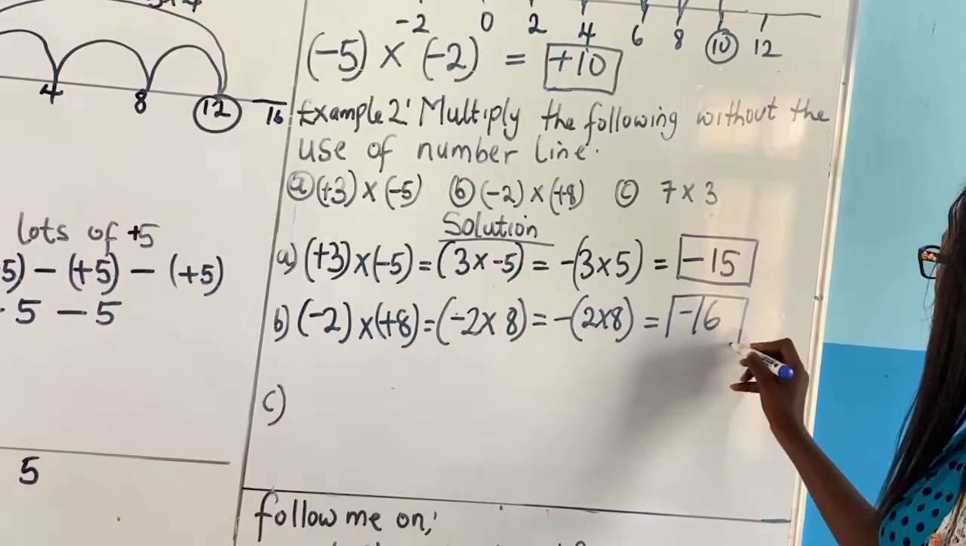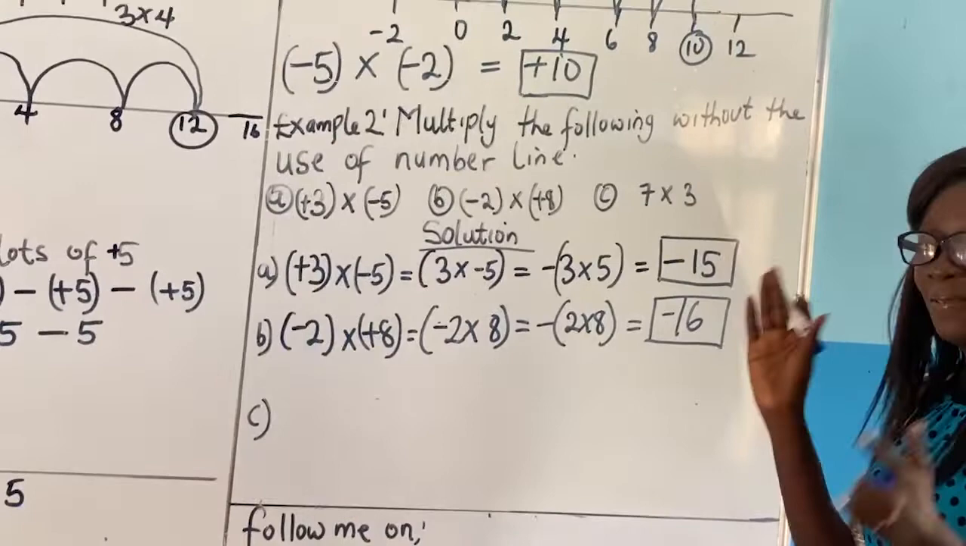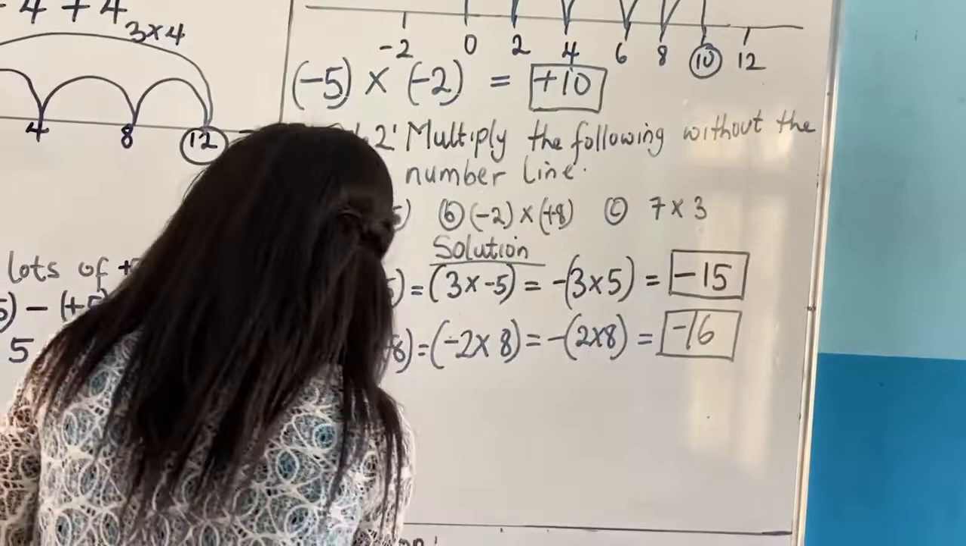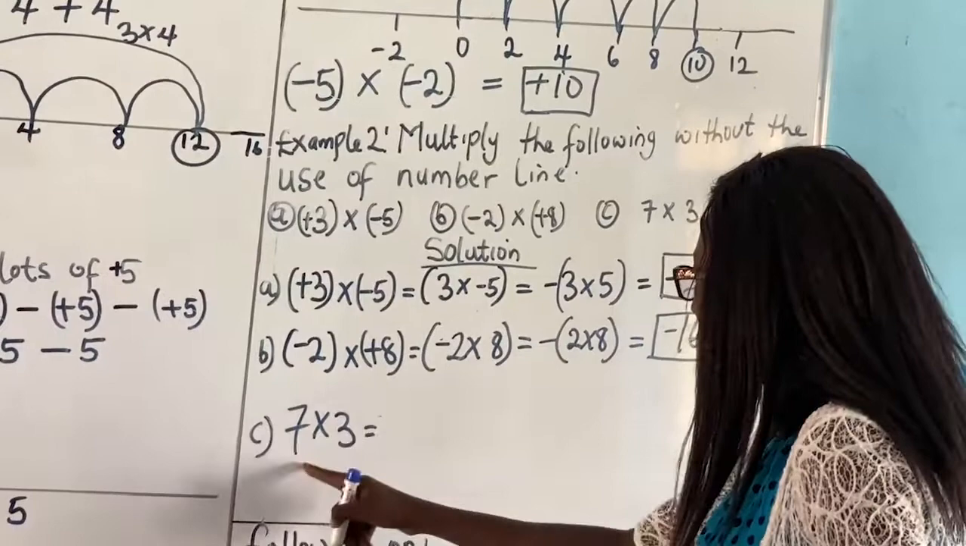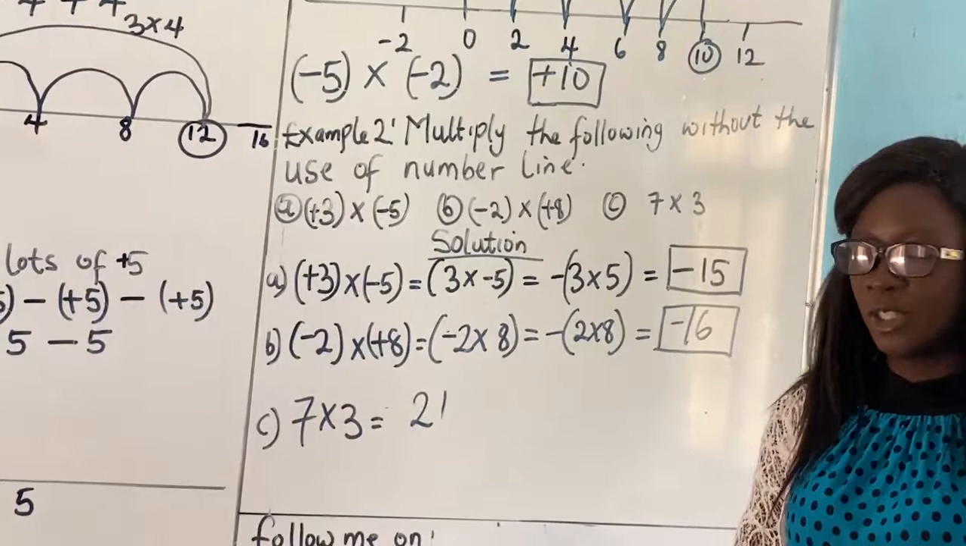I believe you have this answer. If you get this answer, please give yourself a big clap. Alright, the third one, we have what? 7 times 3. So this is just positive. It's very simple. We just have 7 times 3 is what? Is 21. Okay? You guys are experts in multiplication and I know you won't have any problem here.